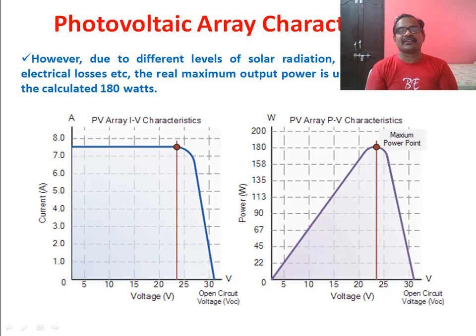7.5 amperes, whereas the peak power is 180 watts. You can observe it on the right side. At 24 volts, you will get the maximum power point of 180 watts. But in practical conditions, because there are many variations like temperature variations and solar radiation variations, the output voltage and output power of this array will practically be less than 180 watts.